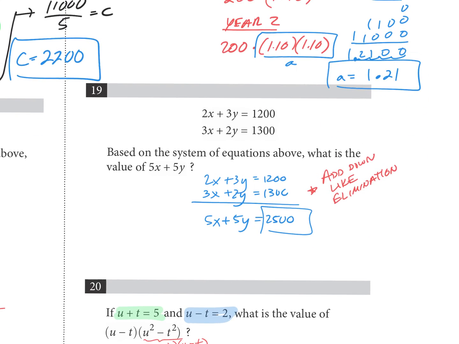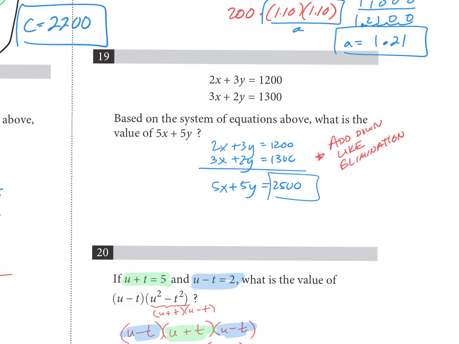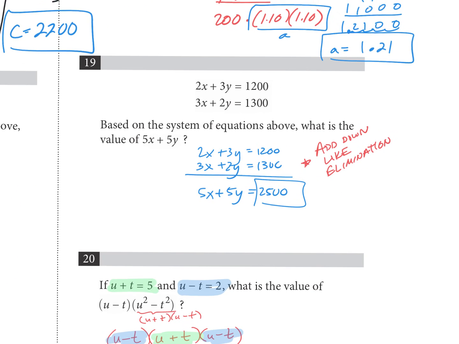All right, sorry, second to last question, 19. This is kind of a trick question. You might spend a lot of time solving this system, but if you just apply the elimination property, it asks you, based on the system of equations, what is the value of 5x plus 5y? You could find x, find y, plug it in and find 5x plus 5y.